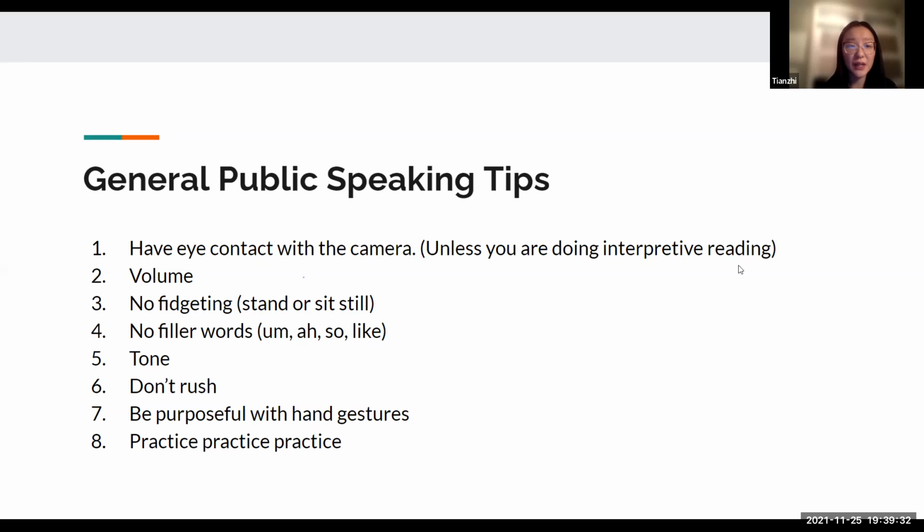Fourth, I talked about this already. No filler words. Don't say "so," or "like." There are other filler words out there, but try to make sure what you're saying is straight and to the point without any of these words that don't have much meaning in it.